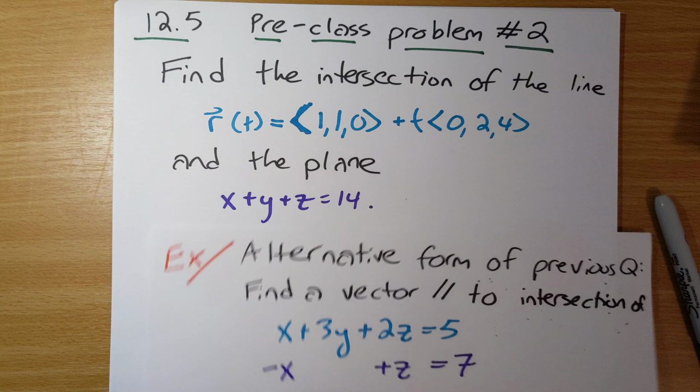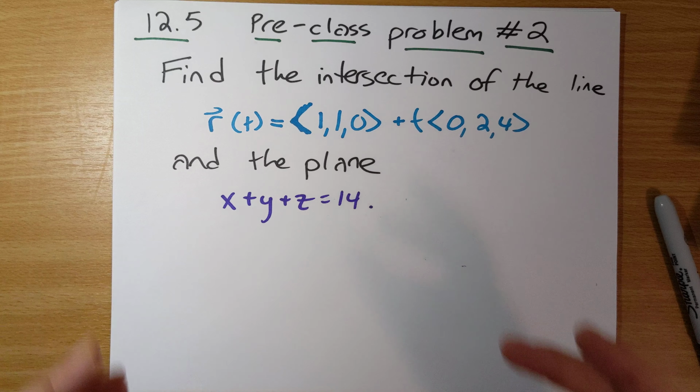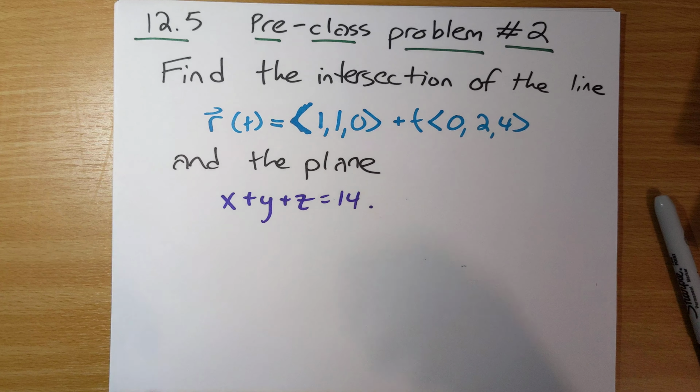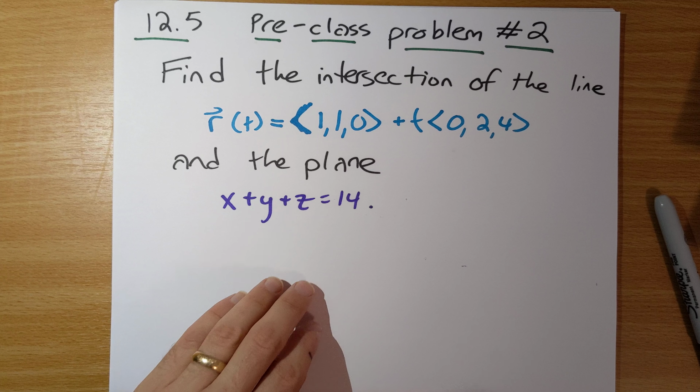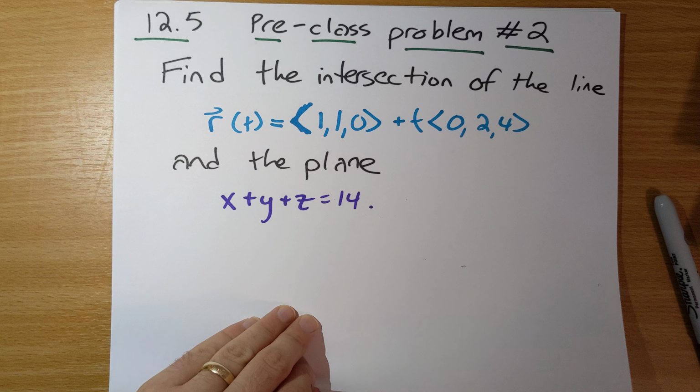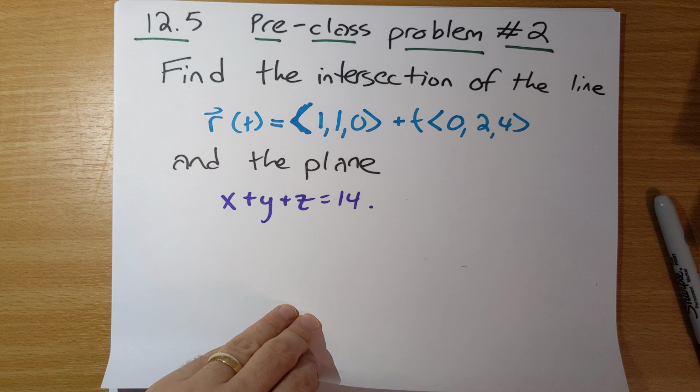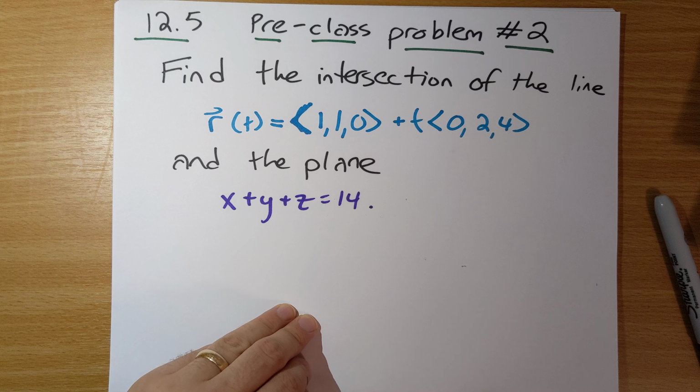Okay, let's end here. Here's a pre-class problem. I meant to put this one earlier, but find the intersection of the line r of t is 1, 1, 0 plus t times 0, 2, 4, and the plane x plus y plus z is equal to 14. So refer back to your notes in the previous video if you need help on figuring out how to do this.